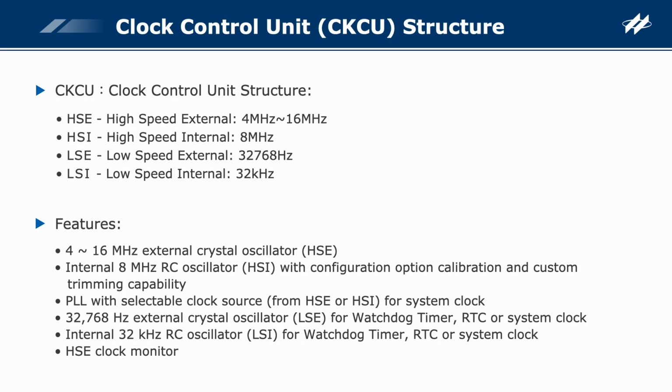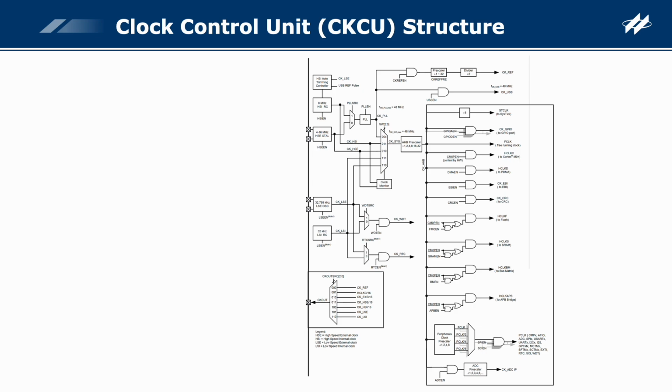The clock of AHB, APB, and CPU are derived from system clock CKSYS, which can come from HSI, HSE or PLL. Watchdog timer and real-time clock RTC use either LSI or LSE as their clock source. Then, we will use the CKCU block diagram to introduce the Clock Control Unit CKCU in detail.